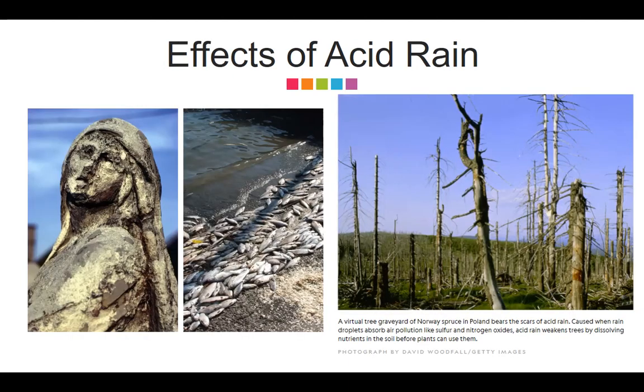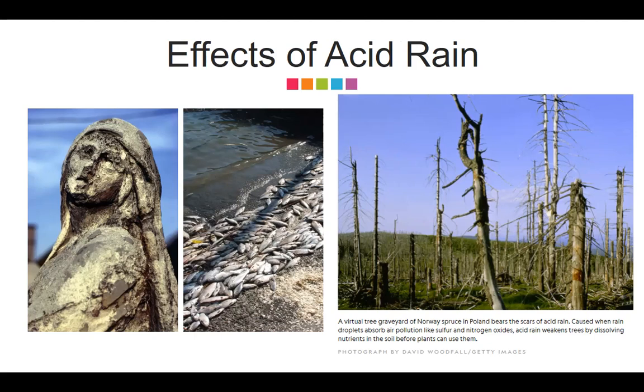So what does that look like? We can see the impact on things like human statues, on fish populations, on tree populations. In this picture on the right here, this is a graveyard of Norway spruce trees in Poland. And you can see the impact of acid rain. All the needles have basically been torn off of the plants. The trees become weak because the nutrients are not dissolving at the same rate. The roots get weak and the trees tend to kill themselves.